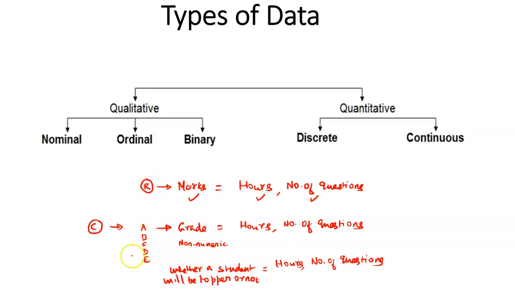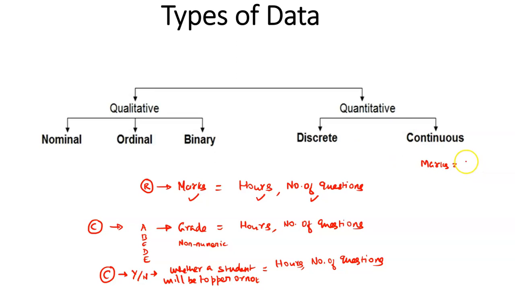So this again is a classification scenario. What can be the output in this, whether a student will be a topper or not? It is yes or no. All these are numeric variables. Clearly, this is non-numeric and this is non-numeric. Now, marks: is it continuous or discrete?